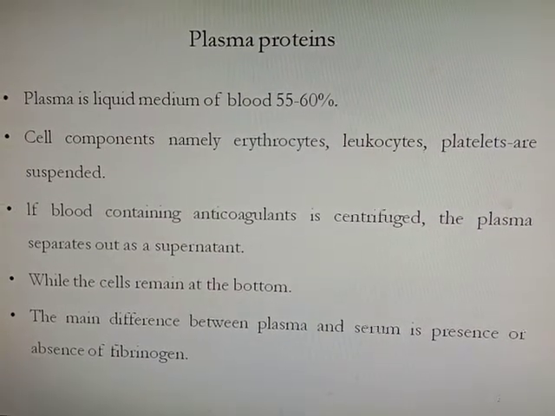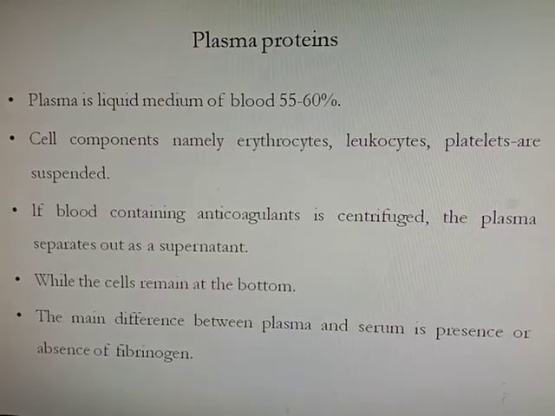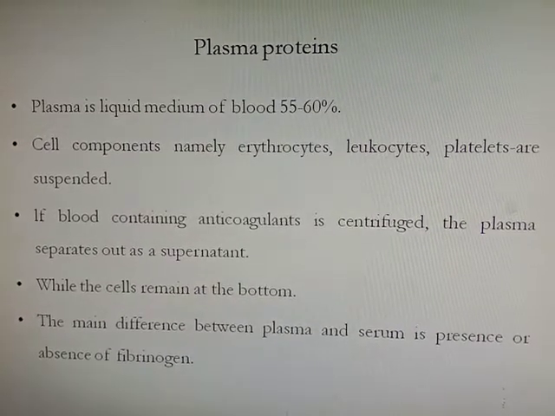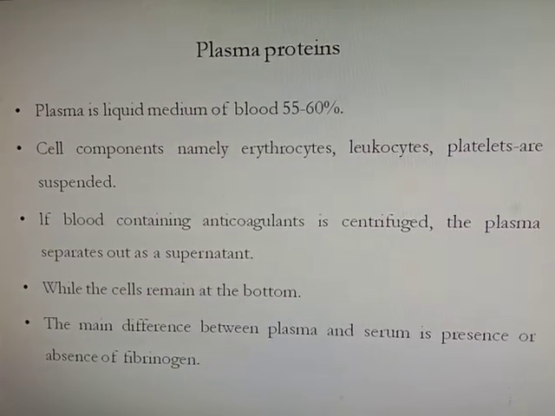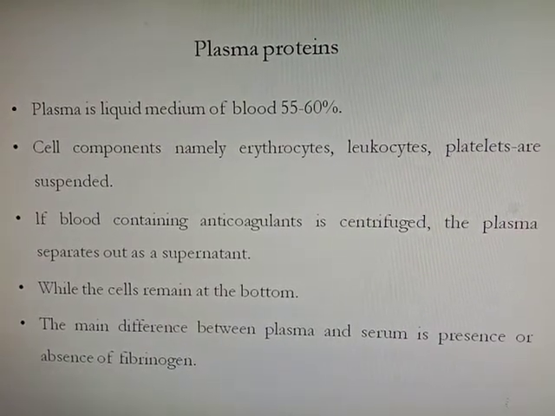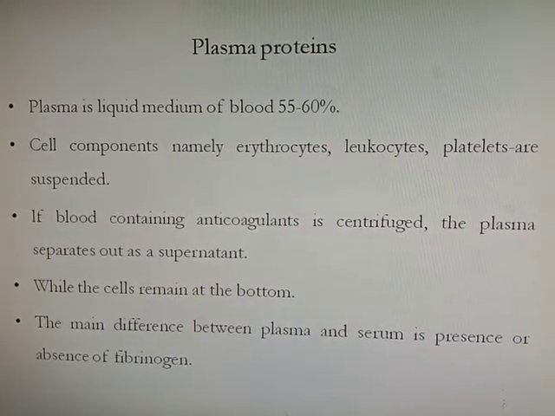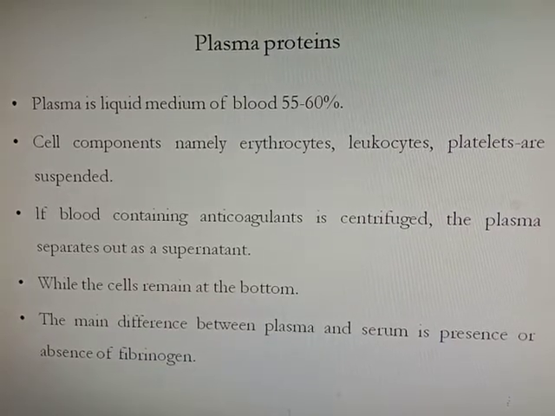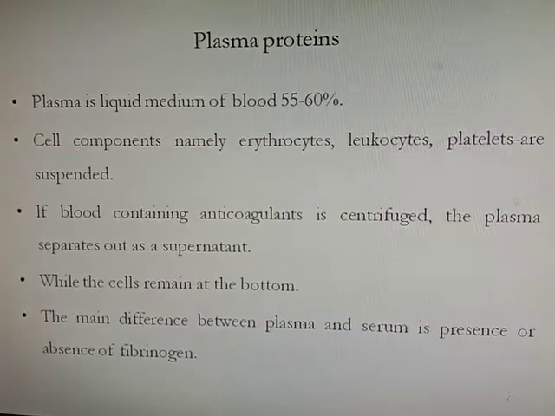If you don't add anticoagulant and allow the blood to coagulate, the supernatant that comes is called serum. Whereas when you add anticoagulant to the blood and separate the supernatant, it is called plasma. The main difference between plasma and serum is that plasma contains fibrinogen, whereas serum lacks fibrinogen.